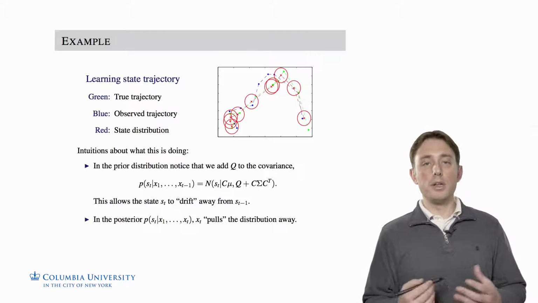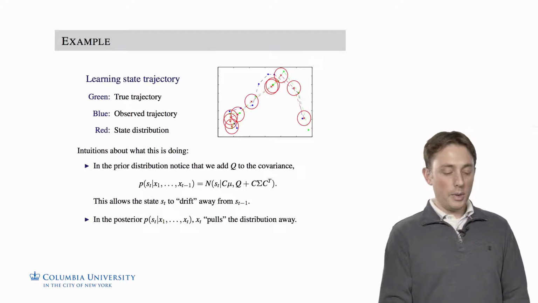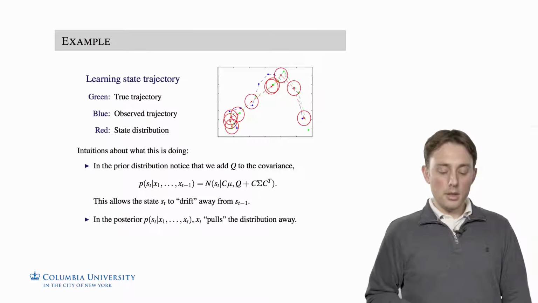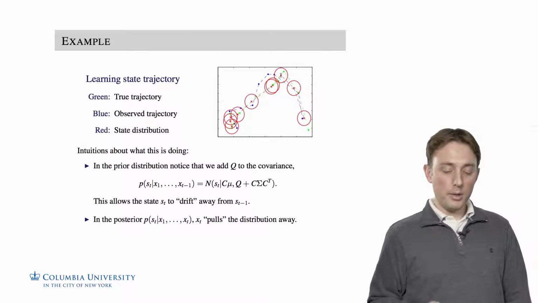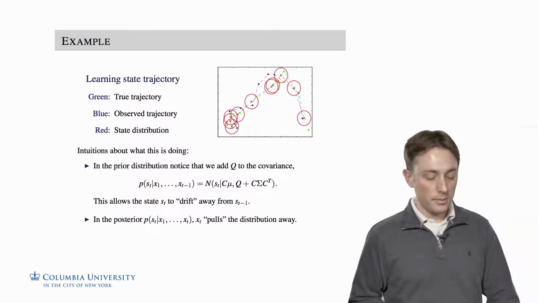So let's look at a very trivial example of this in a plot. Here we have the green line, which is the true trajectory. The blue line is the observed trajectory. And then the red values are the state distribution. As a function of time, the x's are the means of the Gaussians of where we believe we are at that time point, and the circles are the covariances.